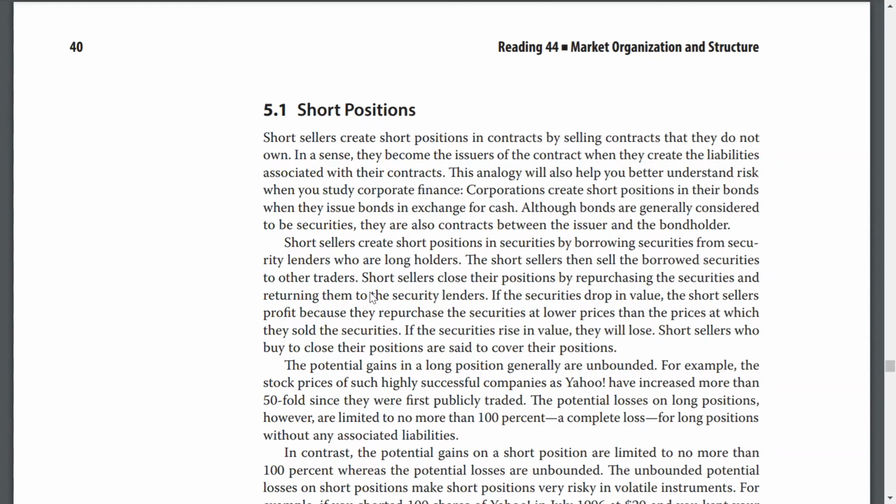Corporations create short positions in their bonds when they issue bonds in exchange for cash. Although bonds are generally considered to be securities, they are also contracts between the issuer and the bondholder.